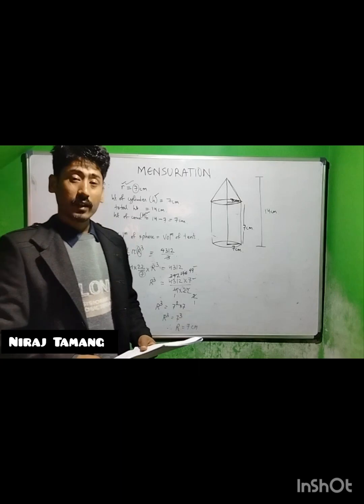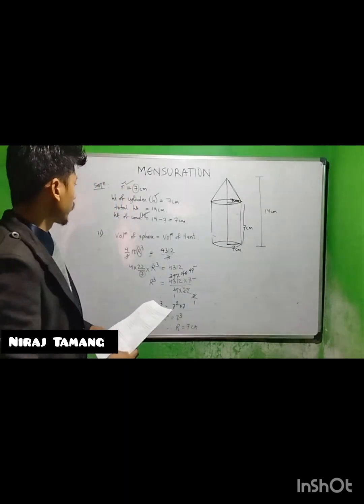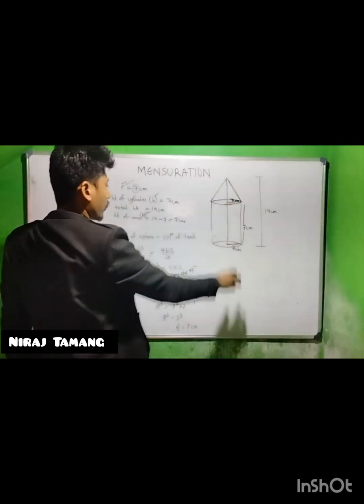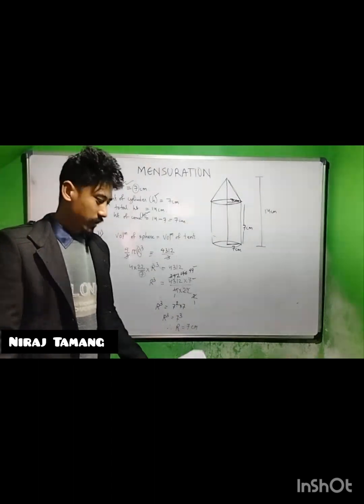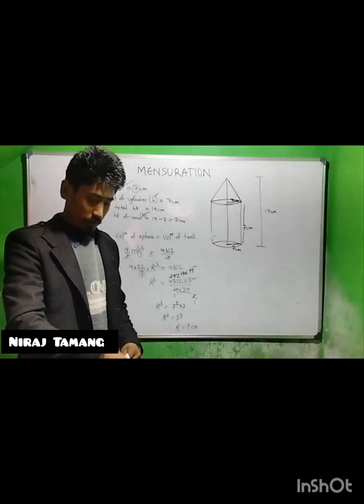Alright, so this is a simple sum from mensuration, where I covered three formulae: one for the volume of a cylinder, one for the volume of a cone, and another for the volume of a sphere. Next time I'm going to do some more sums related to this chapter, mensuration.